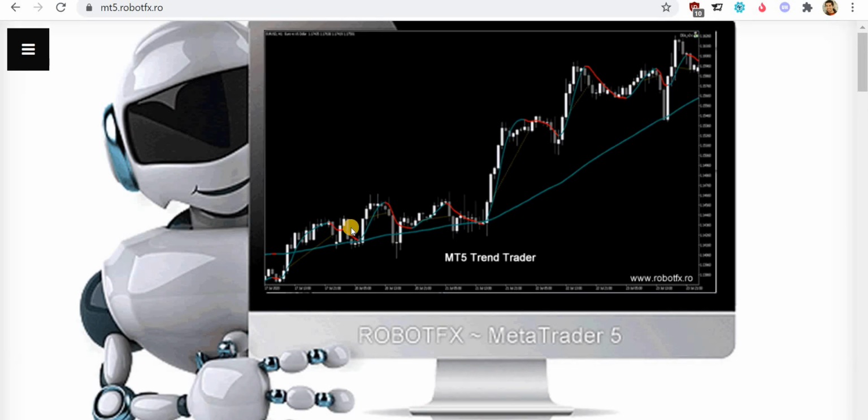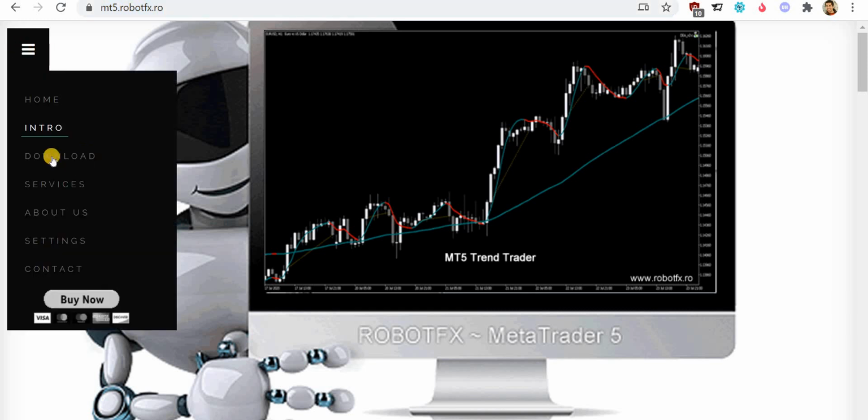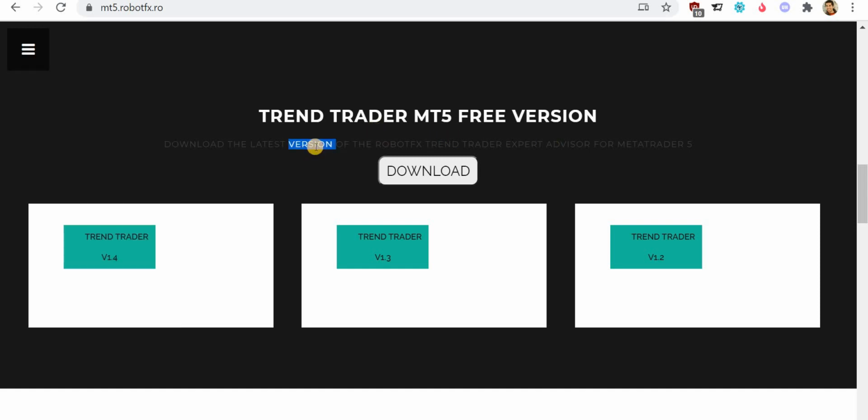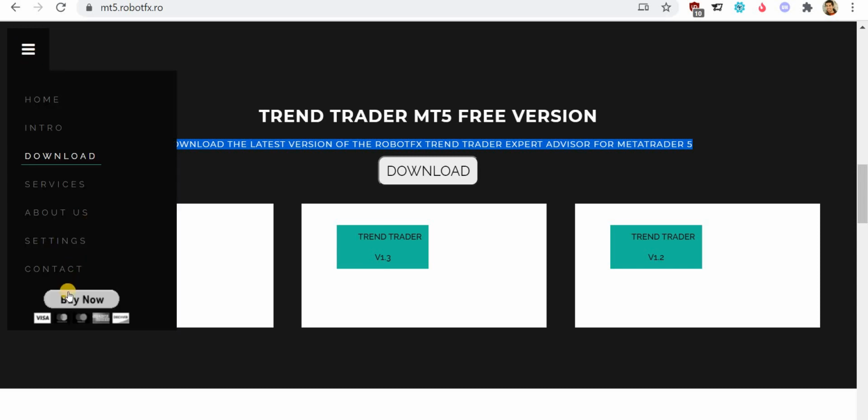The Trend Trader for Metatrader 5 can be downloaded from MT5.robotfx.ro. You can find it on the first page. Just go to the download and download it, and it will work. It works perfectly fine, as the paid version does. The free version, however, is limited to demo accounts only. So download it, give it a try, tell us what you think. Eventually go ahead and purchase if you decide so.